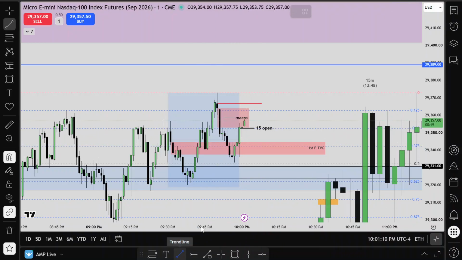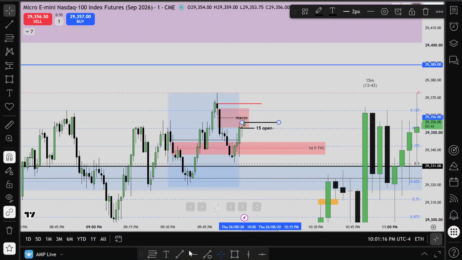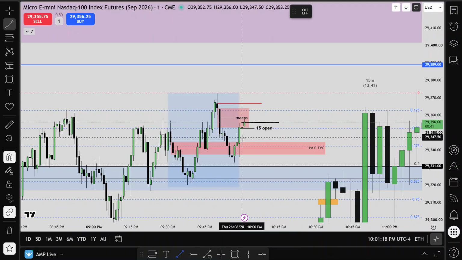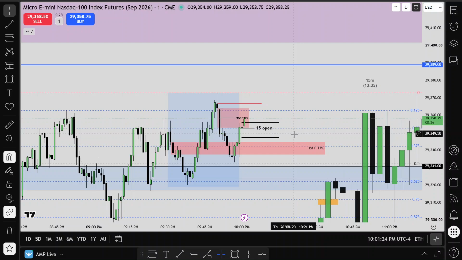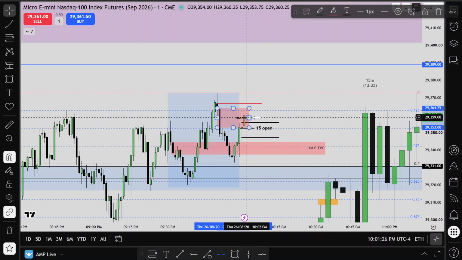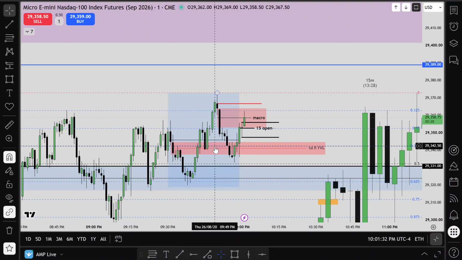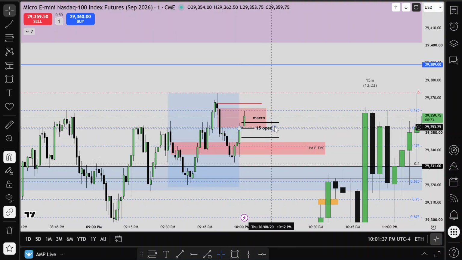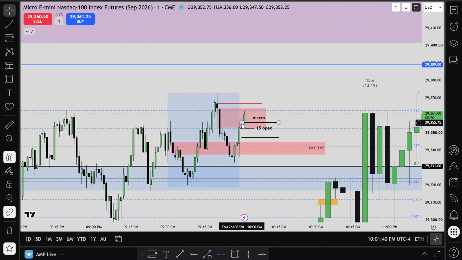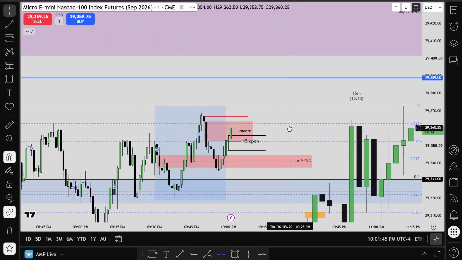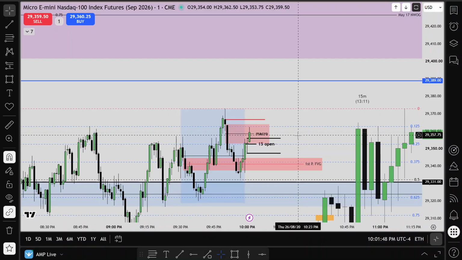So you have that's the first 15-minute candle. So it traded down, and based on all the other information, if this closes above this and above this macro, I'll probably buy it.